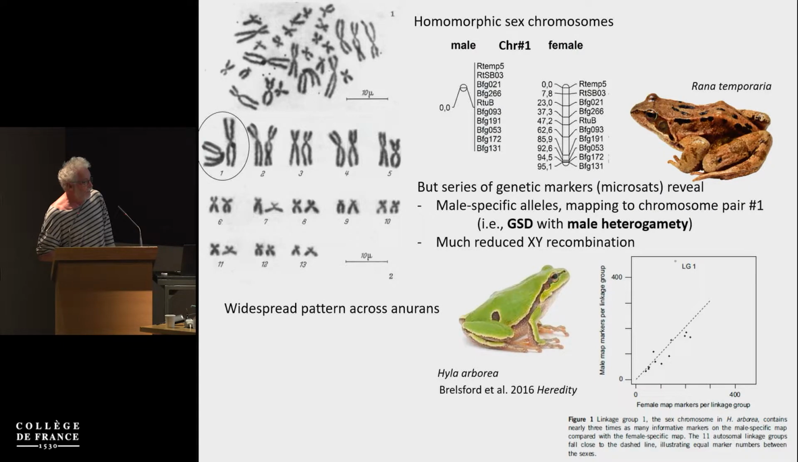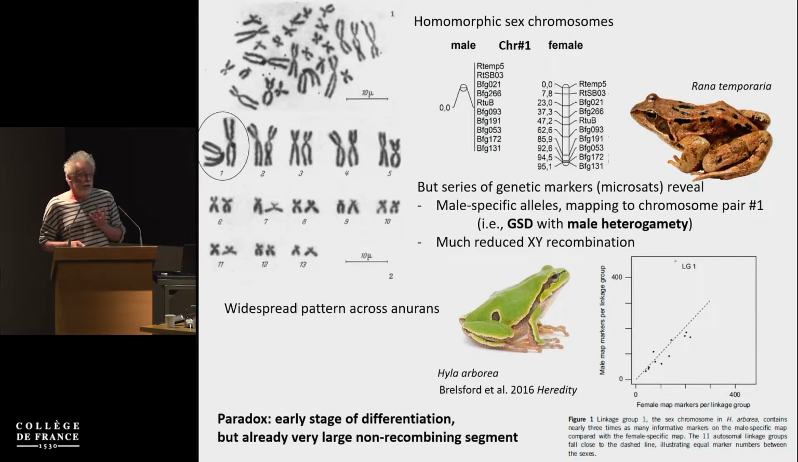And you can see that all align on the diagonal, except for linkage group 1, which is here, where you have a huge excess of markers, SNPs, in the male. So it also means that there is some genetic differentiation between X and Y chromosomes, despite the fact that these chromosomes are also entirely homomorphic in Hyla arborea.